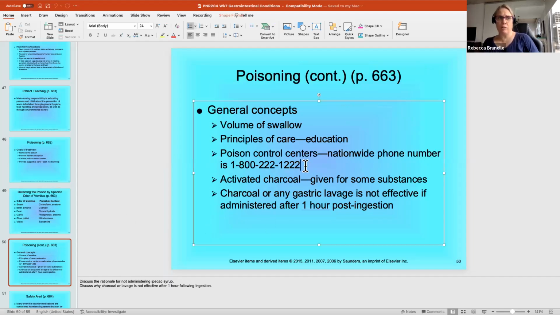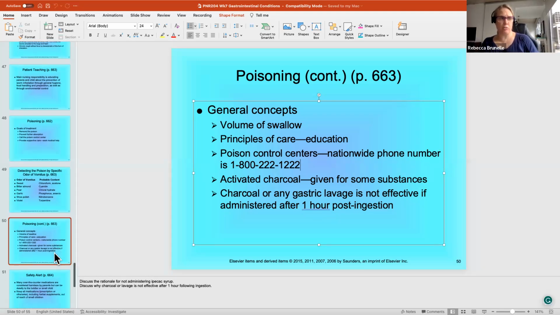You should encourage every parent that you know to have the Poison Control Center number on their refrigerator, near their phone, whatever. It's a 24-hour hotline. It's a nationwide number all over the country, and they're very useful. And you can always call and ask if you think your kid got into something. We don't recommend parents activate charcoal or vomiting or gastric lavage at home. Sometimes they will do it in the emergency room, but there's really a limited time frame. You have to do it within an hour of ingestion or it's not effective.